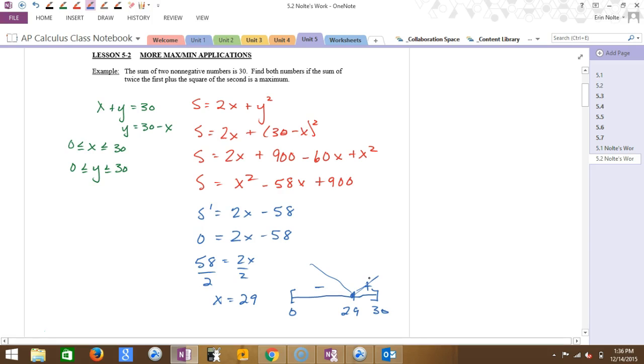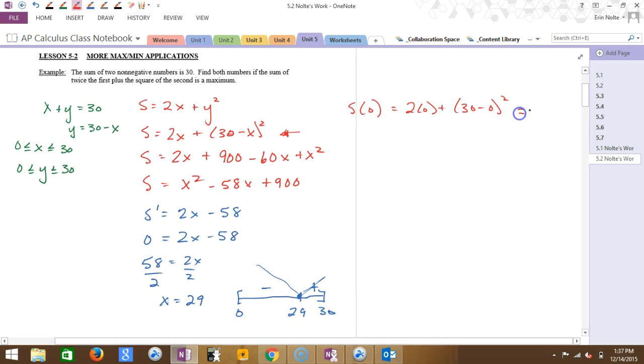So what I'm going to do is test my critical values and my domain, and see which one would give me the biggest sum. So now what I'm doing is going back to my sum formula and plugging in an x value of 0, 29, and 30. Let's say I plug in 0. I want to use this one where we just have one variable, so I'd have 2 times 0 plus 30 minus 0 squared. That would end up giving me 0 plus 30, and 30 squared would give you 900. That seems pretty big.